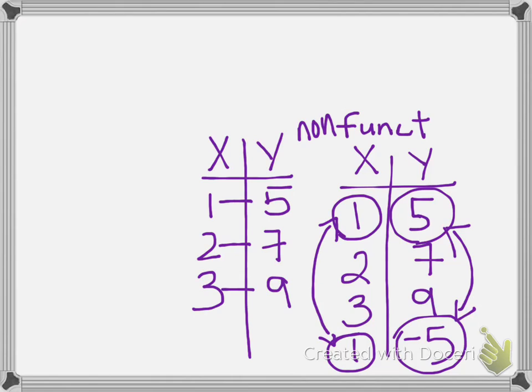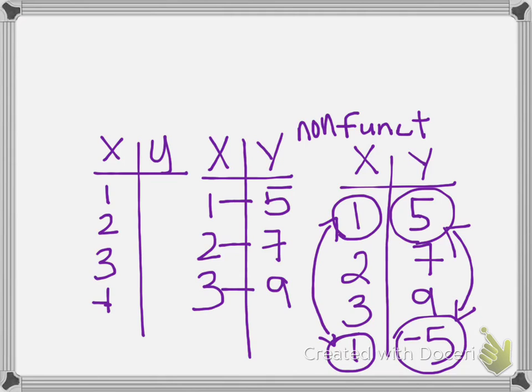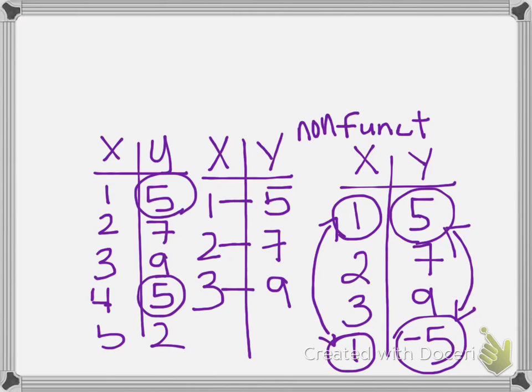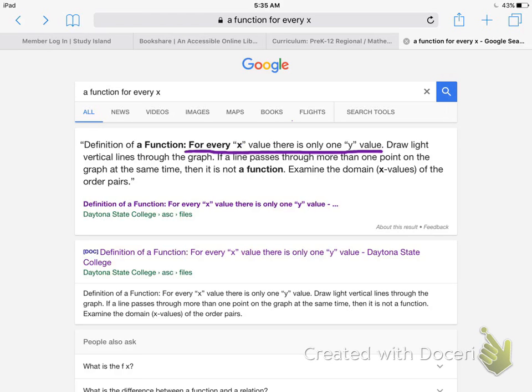And I'll tell you right now what that gets confused with, and you might even see it because you might already be in that same confusion, is it gets confused with something that looks like this. 1, 2, 3, 4, 5, and then maybe 5, 7, 9, 5, 2. Now note here, I have two of the same y values, and I find that when you look at the definition, for every x value, there is only one y value.